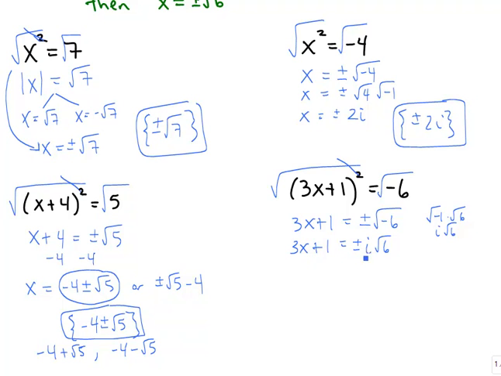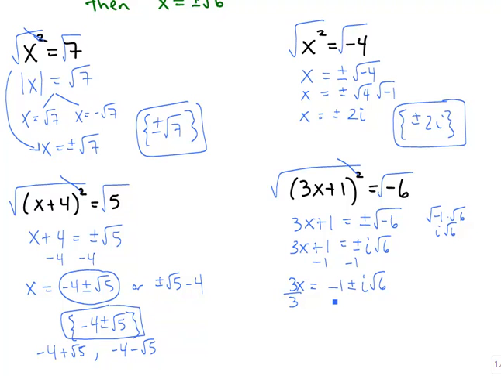The next thing I'd want to do is move this plus 1 to the other side by subtracting, and I'm going to put that in front of my plus or minus symbol, so negative 1 plus or minus i square root of 6. And then to finish solving for x, we'd want to divide by 3.